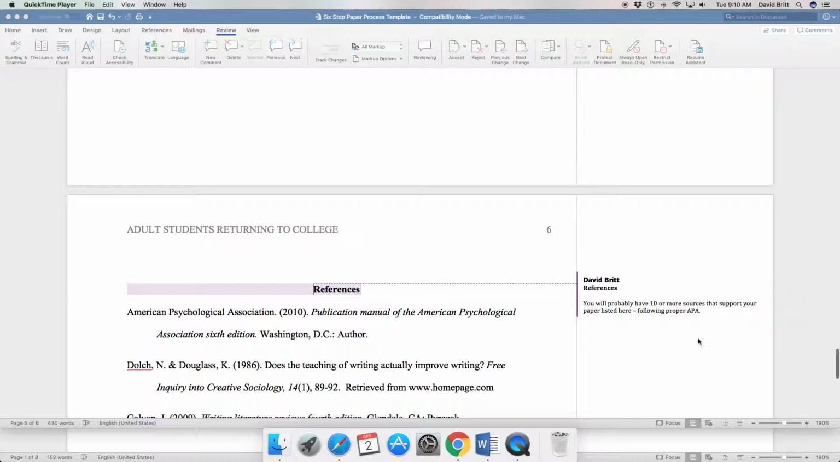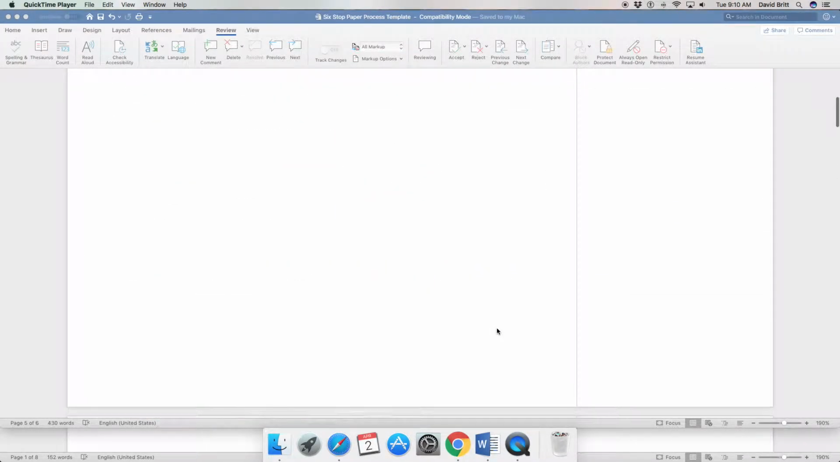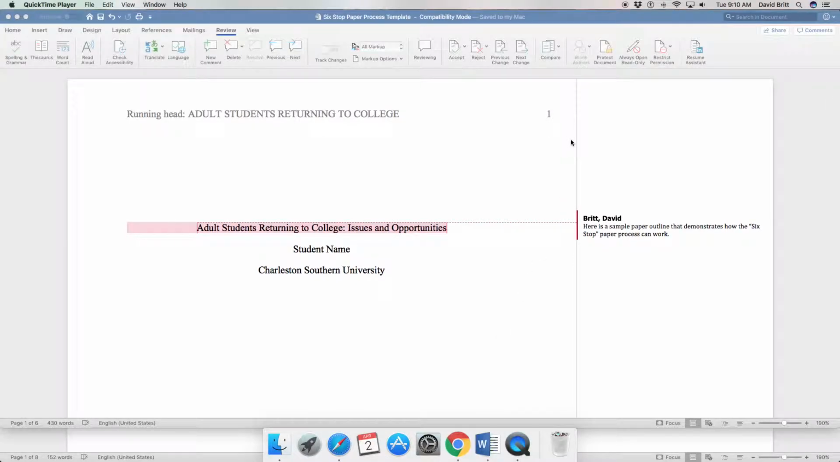By the way, you're probably going to have about 10 or more sources that support your paper by the time you finish up with this in Module 7. So hopefully this was a good example for you of how you can use the 6-stop process in the paper. I would encourage you to make sure that you begin to apply it to your papers this way because it will give you a writing strategy, not only in this course, but in future courses that will help guide the reader down a pathway, and it'll help you provide some discipline in your writing as you go forward.